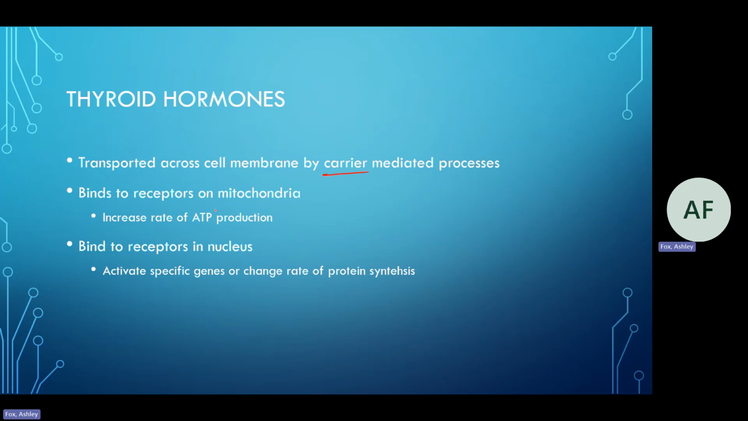And specifically, they go to receptors on the mitochondria. Now, remember, the mitochondria produce ATP. So if you want to have an effect on the energy level of the cell, go to the mitochondria. So what they do is they bind to receptors on the mitochondria and increase ATP production. So this is increased energy production.